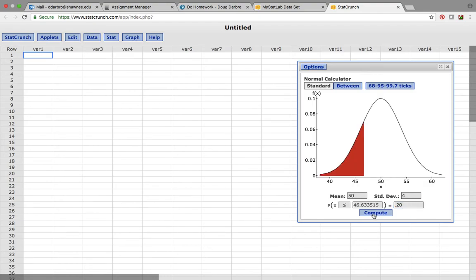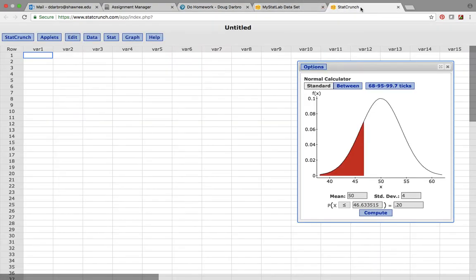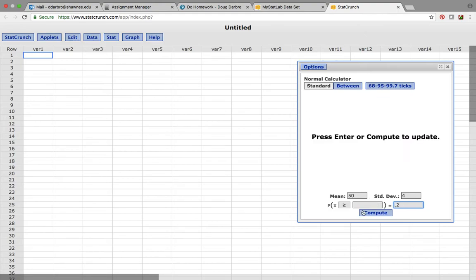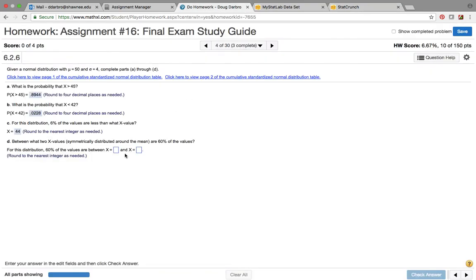So I get 46.63. Let me see what it wants us to round to. And this is round to the nearest integer. Okay, so that makes it simple. So this would be 46 right here. Now to find this upper tail, all I have to do is go greater than, and I want 0.2 in the upper tail, and I find the X to be 53. So between 46 and 53 are the values I'm looking for.